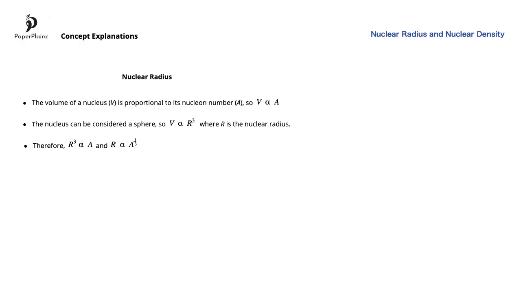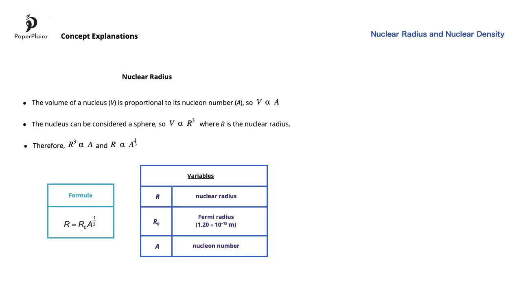This relationship can be expressed using the following formula. Here are the variables that are present in this formula. R0, the Fermi radius, is found experimentally. An important point to remember here is that the Fermi radius is related to the size of the nucleus, while the Bohr radius is related to the size of the atom. While the order of magnitude of the Fermi radius is 10 to the power of -15, the order of magnitude of the Bohr radius is 10 to the power of -10.